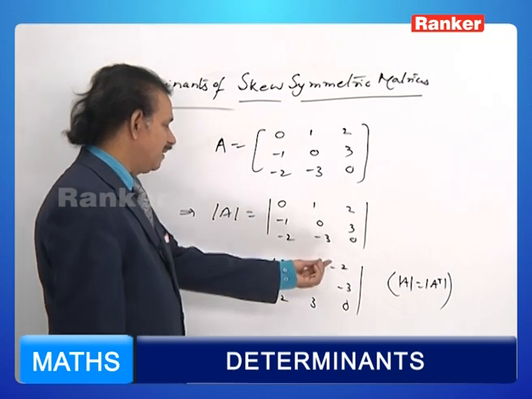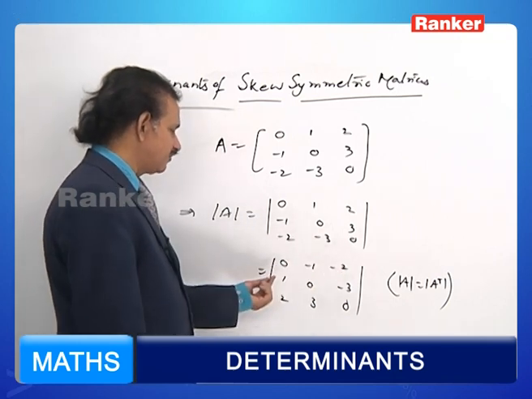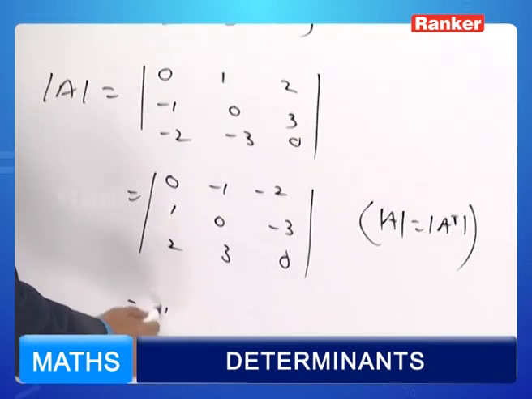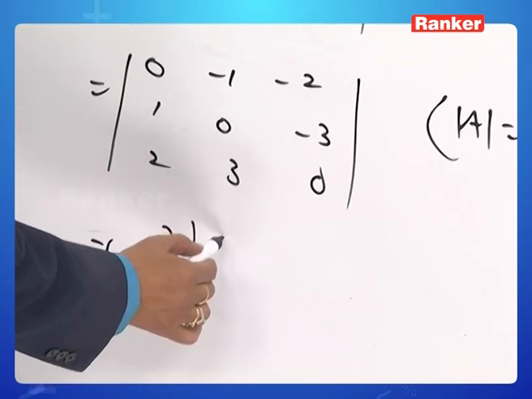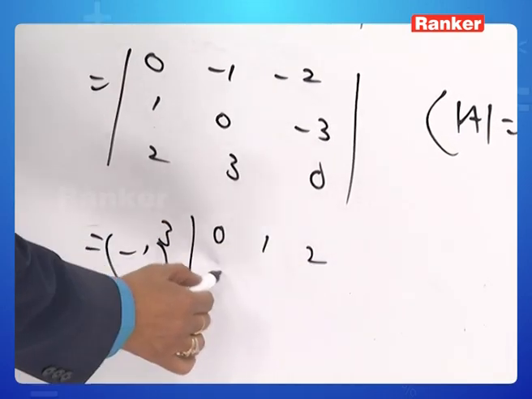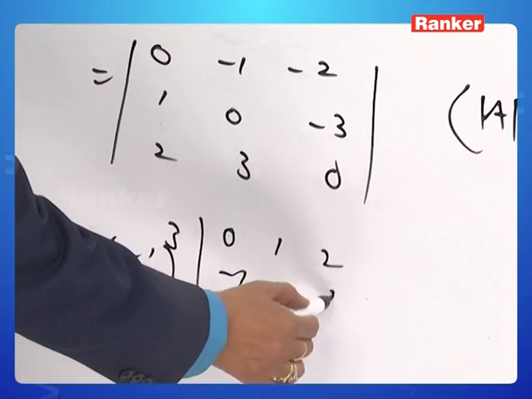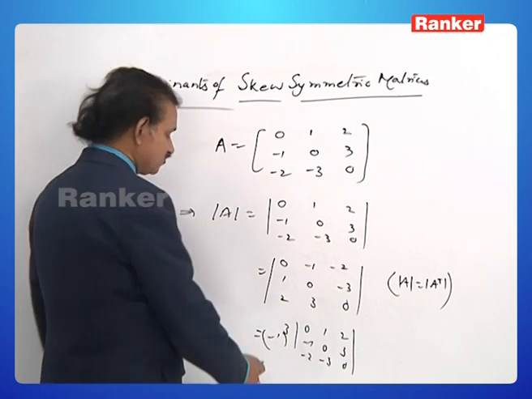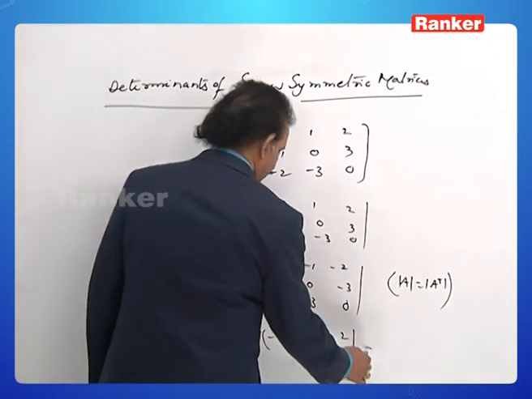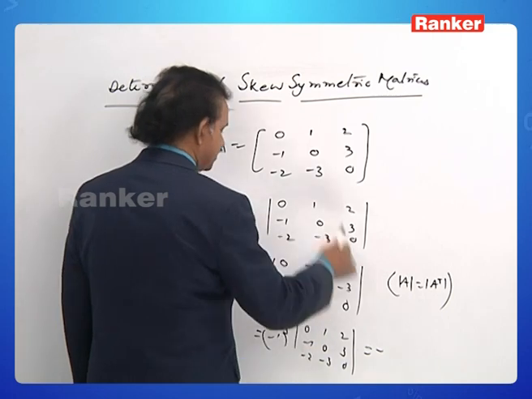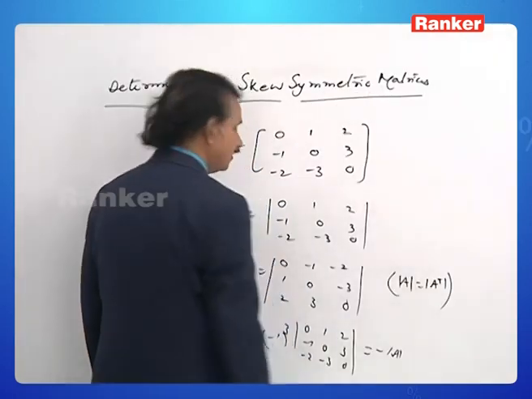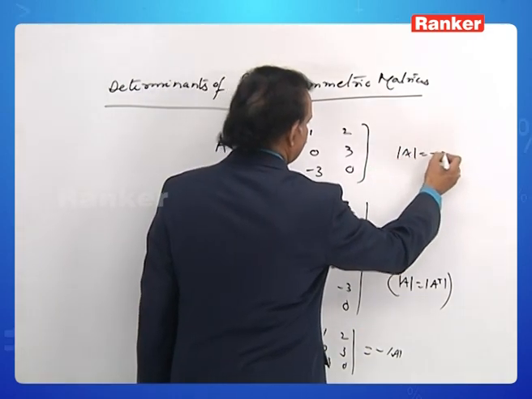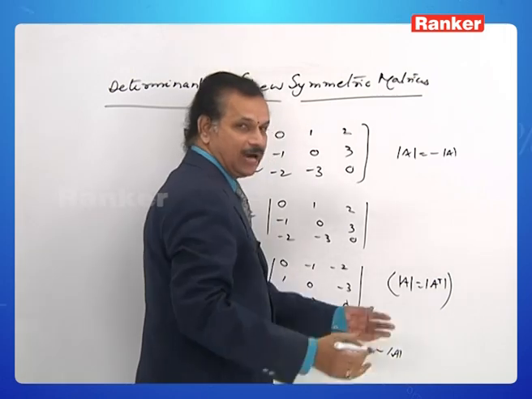Now, you take a minus 1 from the first row, minus 1 from the second row, and minus 1 from the third row. What happens? Let us observe. Minus 1 whole cube into 0, 1, 2, minus 1, 0, 3, minus 2, minus 3, 0. What is minus 1 whole cube? Minus 1. So it is minus. What about this? It is just nothing but det A. Well, my dear, what is your observation? Det A is equal to minus det A.